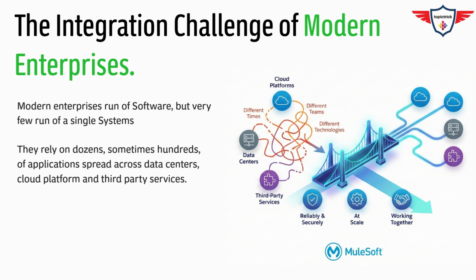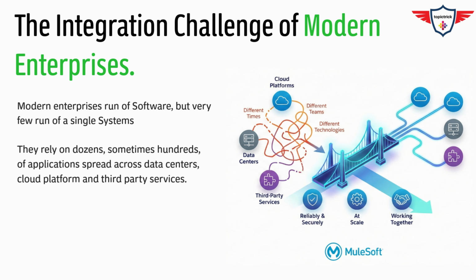Modern enterprises run on software, but very few run on a single system. They rely on dozens, sometimes hundreds of applications spread across data centers, cloud platforms, and third-party services. These systems are built at different times, by different teams, using different technologies. The real challenge is not building applications anymore. The challenge is making them work together reliably, securely, and at scale.